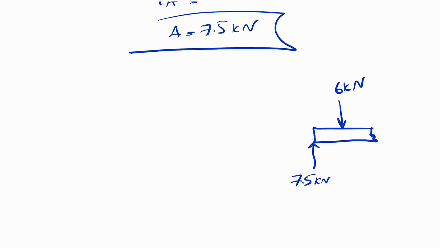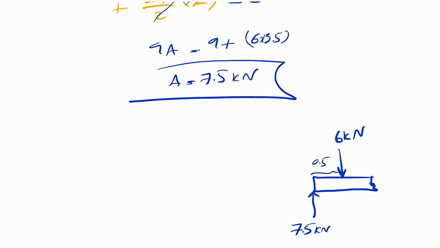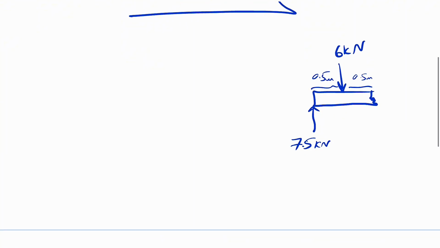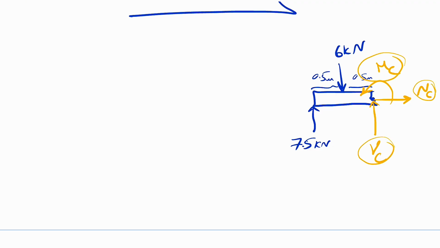We have the 6 kilonewton force at the distance of 0.5, and yeah, this one is also 0.5 meters. And now we have to show the internal loading. So for the internal loadings, as I said, we have a normal force, the shear force, and one bending moment. So normal force, shear force, and the bending moment at point C. Again, we have the same thing, three equations. Sum of all forces in X equals 0, which means NC is 0.